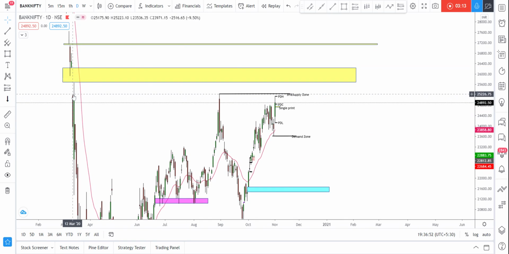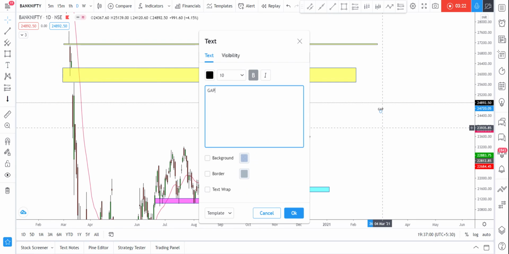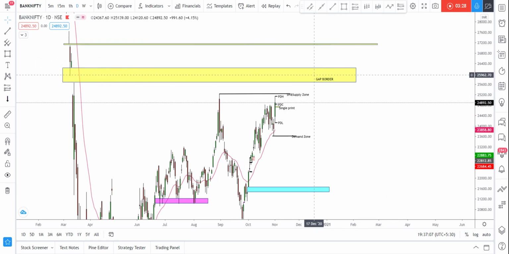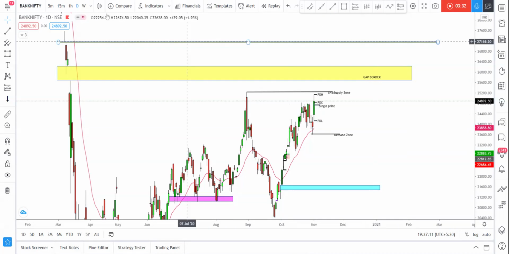See, from this day to the next day, there is a gap down opening and still there exists a gap. So this is called a gap border, and it will act like a support or resistance. I'll keep it here, right? Let me lock this. Yeah, so the higher time frame is also completed.